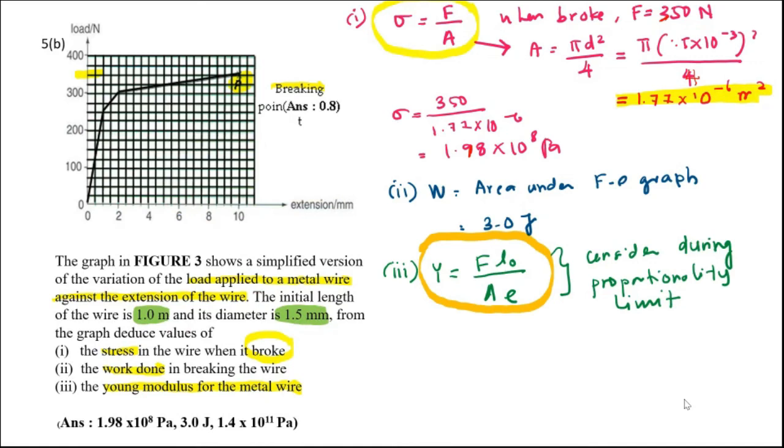So the force during the proportionality limit is here, which is 250. So just substitute 250 in the formula. Here will be the elongation or the extension, 1 millimetre. The force here is 250, and the elongation is 1 millimetre or 1 times 10 to the power of negative 3, and then simply you can find the Young modulus, which is 1.4 times 10 to the power of 11 Pascal. This one is for number 5b.